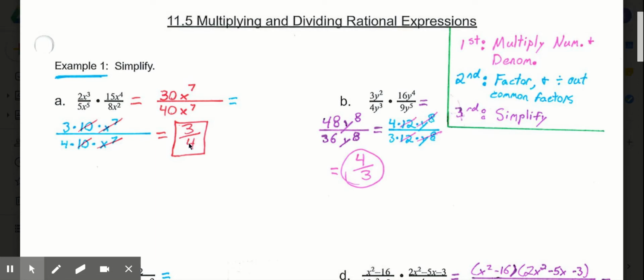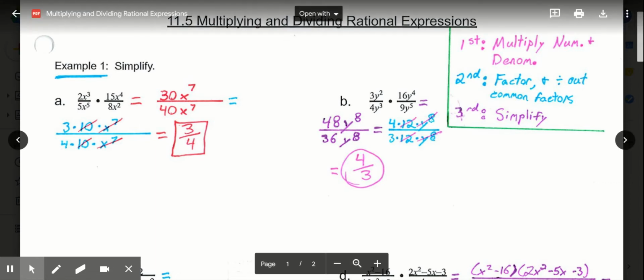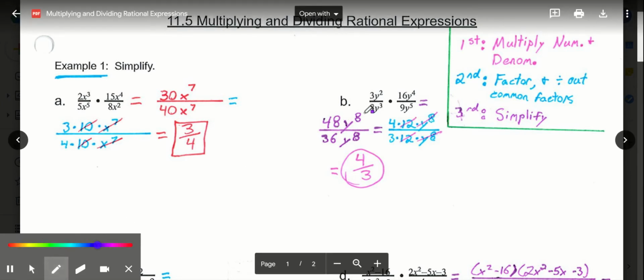In B, we have 3y squared times 16y to the fourth on top, which gives us 48y to the eighth. On bottom, that should not be a y to the eighth. That should be a y to the sixth. I just looked at that. So this answer is actually going to be different, because that would be 48y to the sixth, not the eighth. So that should be a 6 here, not an 8. Really bad looking 6. So that's a 6, not an 8.